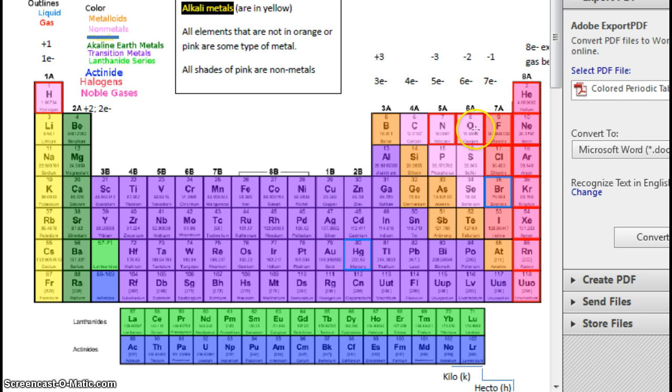If we look at oxygen, oxygen has how many valence electrons? 6. How many total electrons does it want in its outer shell? They all want 8. So is it going to lose 6 or gain 2? It's going to gain 2 electrons. So it's 2 more of these negative electrons, which gives it a -2 charge.